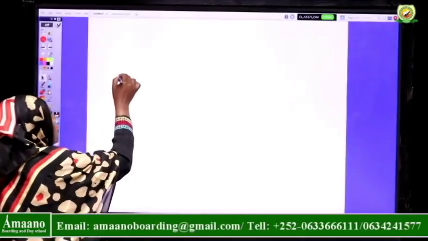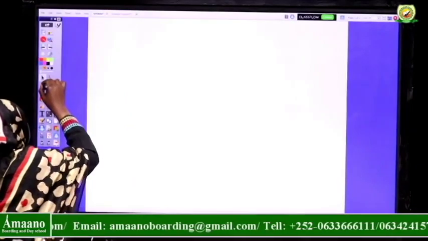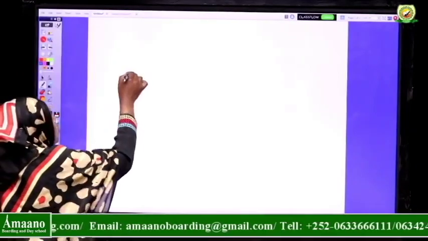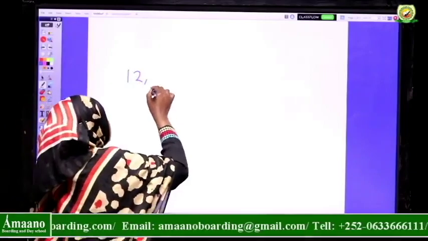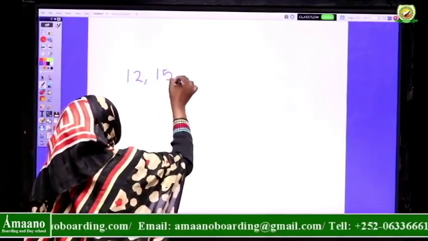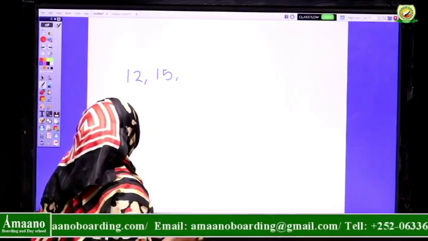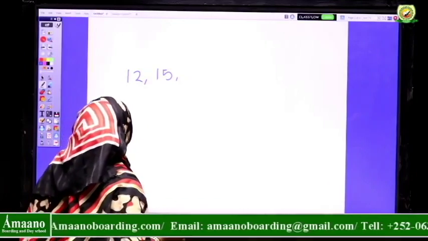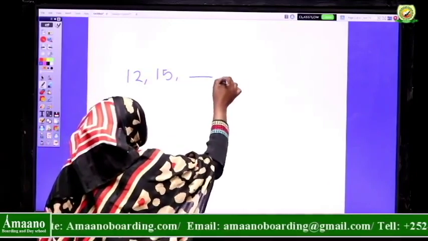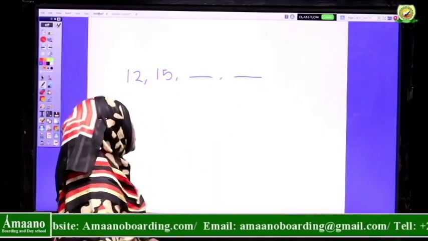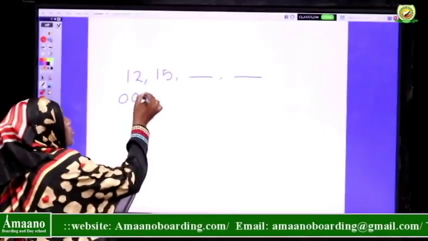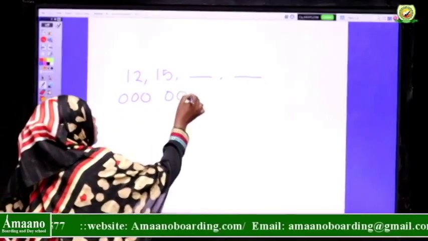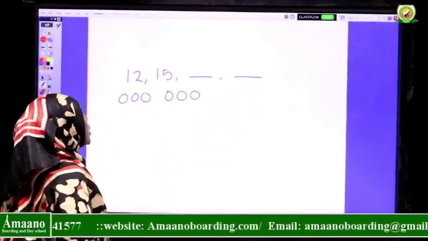We have 12. Okay. We have 12, 15, and then dash, dash, comma. So what are we going to do? We'll count here. 1, 2, 3. And then as we continue counting.